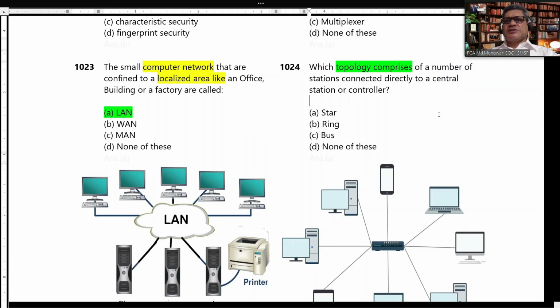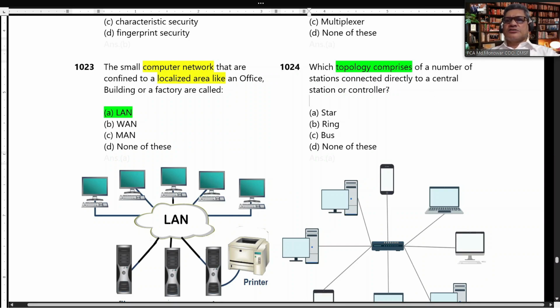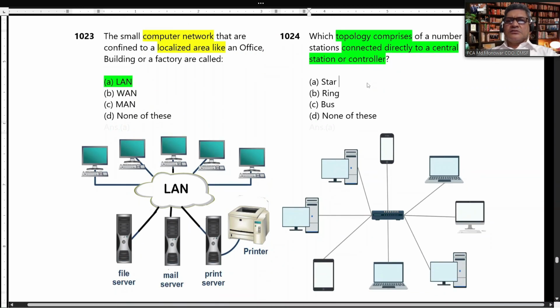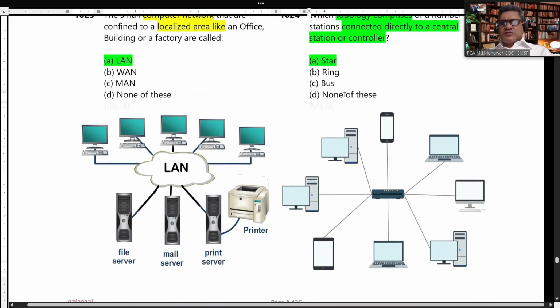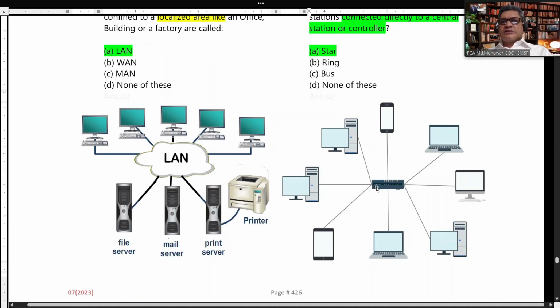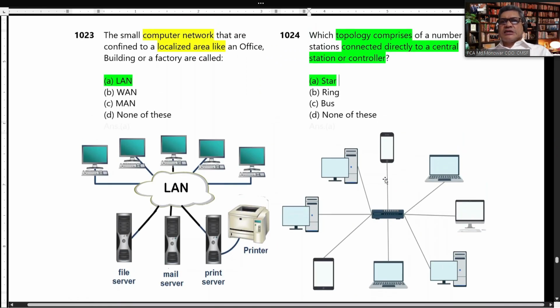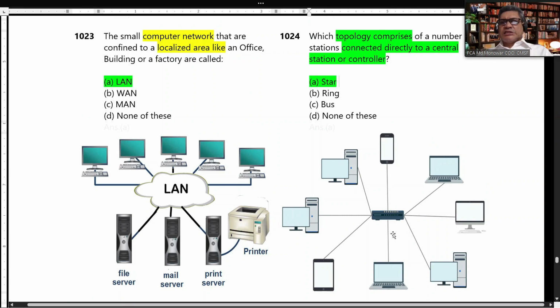Which topology comprises a number of stations connected directly to a central station or control? Star network topology. Look here, the star network topology is connected directly, centrally. So here the answer is star topology.